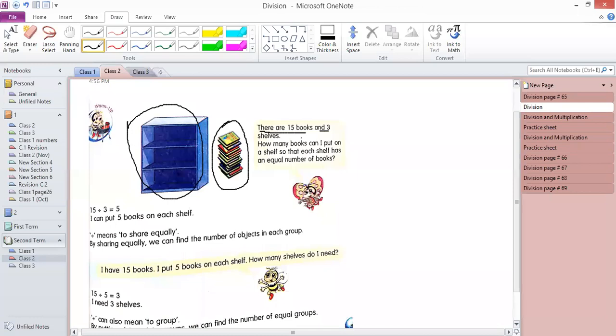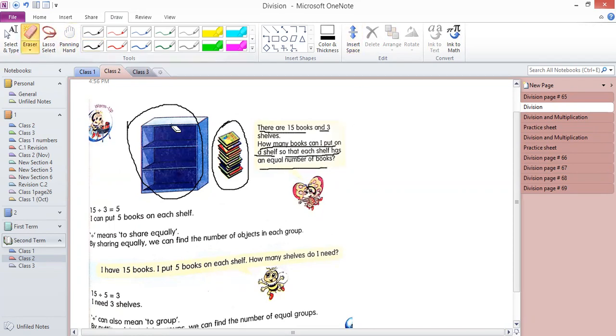Okay. How many books are there? 15. And how many shelves are there? 3. How many books can I put on a shelf? That means on one shelf, how many books can I put so that each shelf has an equal number of books. So I want to divide these books equally into 3 shelves, and I want to know how many books I will have to put on one shelf. This is the question.